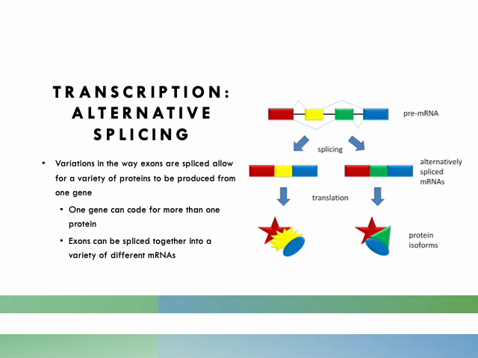And if you look at the picture, it kind of illustrates this for you. The pre-RNA was red, yellow, green, blue. In this first one, they took out the green and made red, yellow, blue. Well, that can code for this type of protein. Or on the other one, they took out the yellow and made red, green, blue. Well, that can code for a different protein. So splicing things together in different ways, with different chunks, can make different proteins.